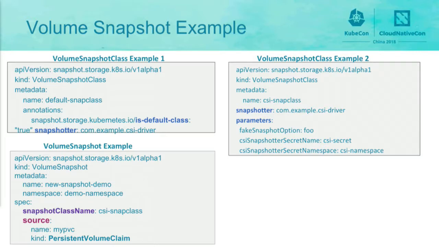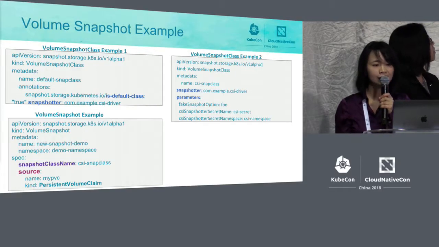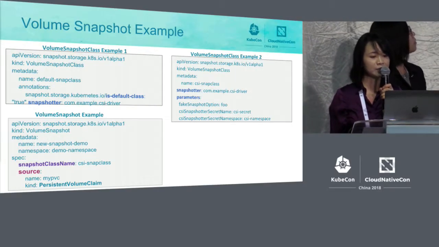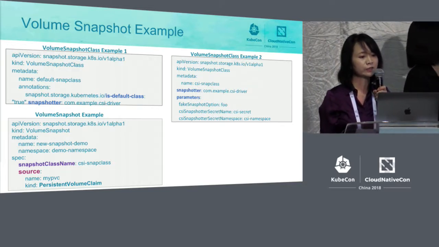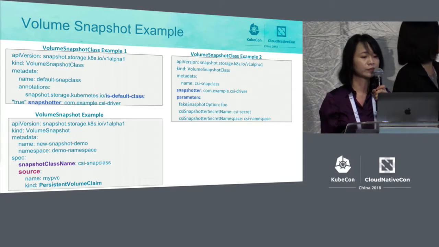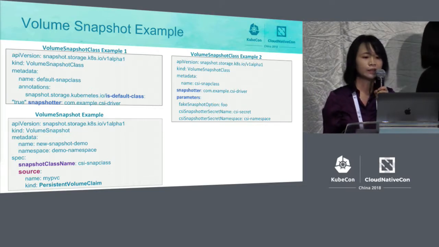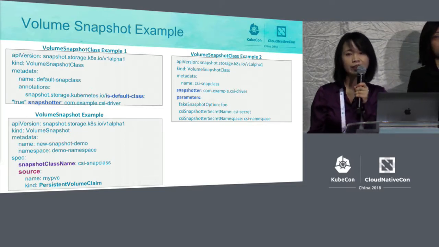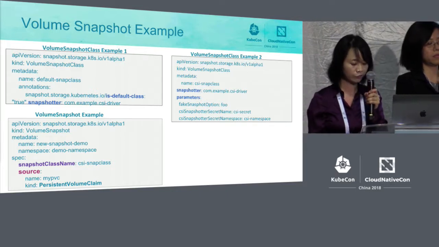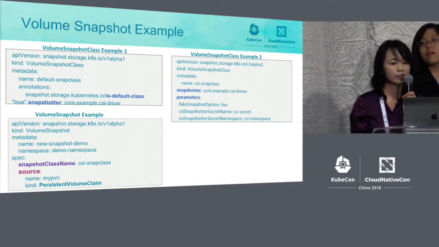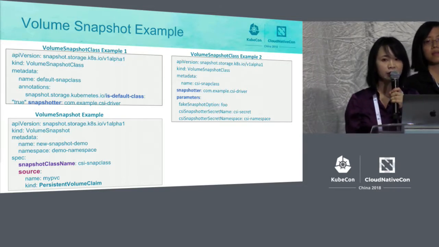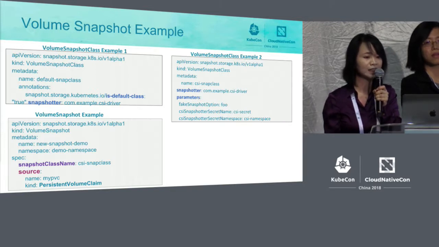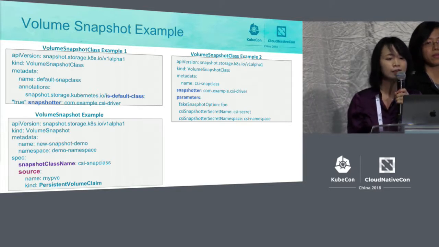So here we have an example for volume snapshot class. You can create a default class, specifying its default class to true. And then you need to set the snapshotter to your driver name. And also under parameters, you can have the opaque parameters for your driver. There are reserved keys for secret name and secret namespace. If your plugin needs to use a secret to create or delete snapshot, you can use that.